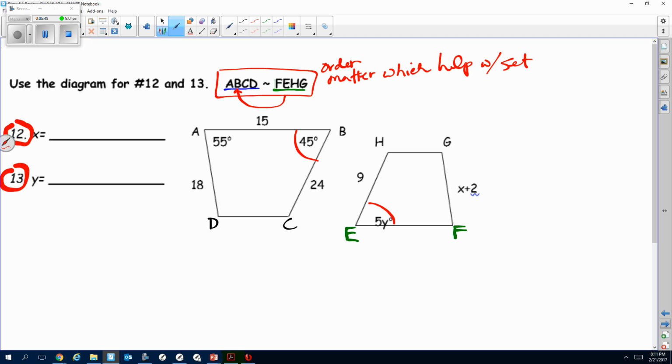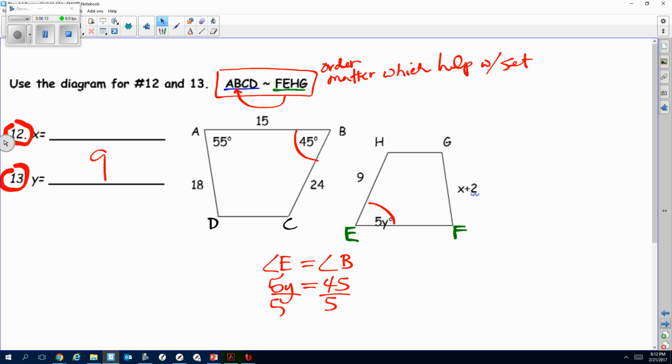So basically, since angle E equals angle B, I just substitute: 5y is equal to 45. And then we divide by 5 on both sides. And yes, we see y is 9. Okay? And we are done here.